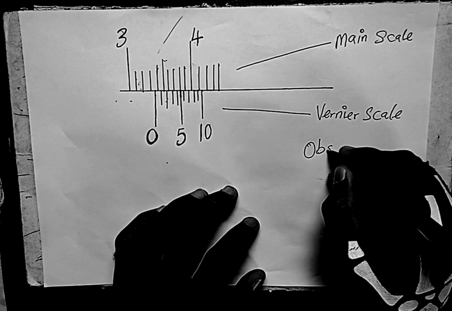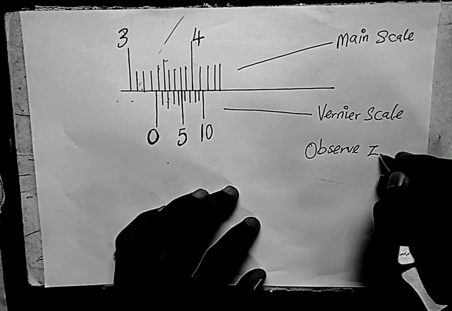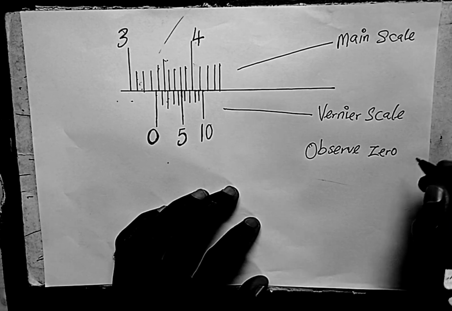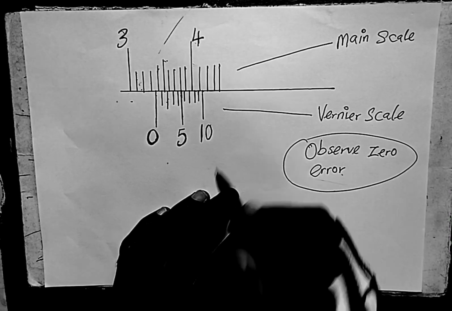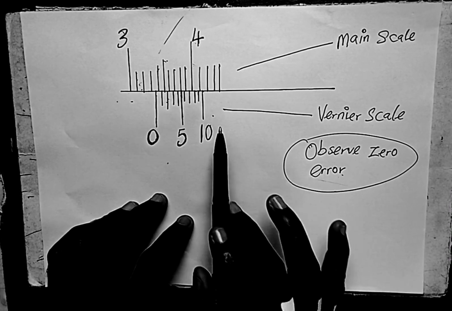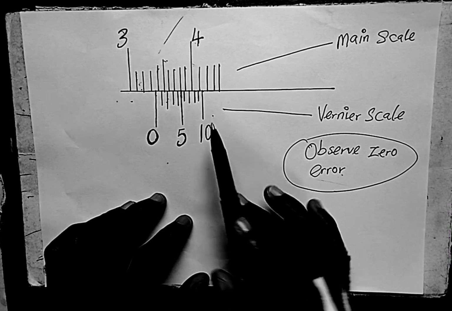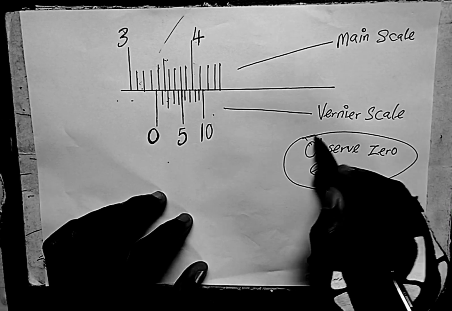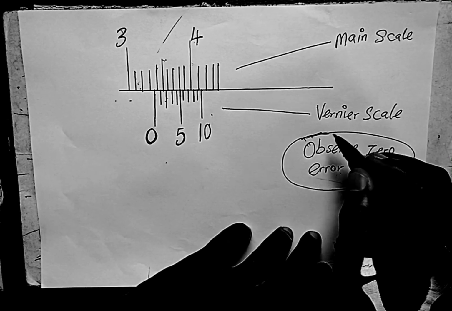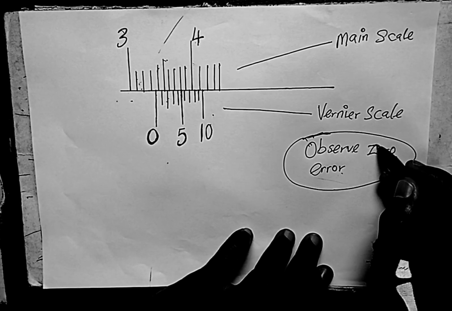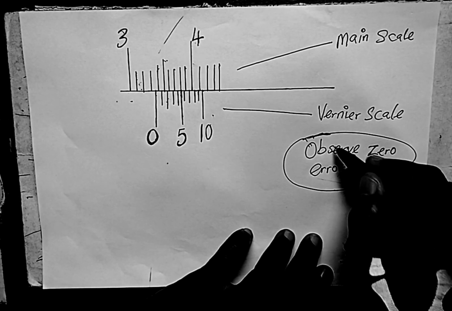Observe zero error. You have to observe zero error when reading the Vernier scale. You are going to apply the zero error rule when reading the Vernier scale. You know what zero error is now? An error during measurement that is due to the zero mark. Maybe you don't look where the zero mark is, and that makes the error come about. They call it zero error.